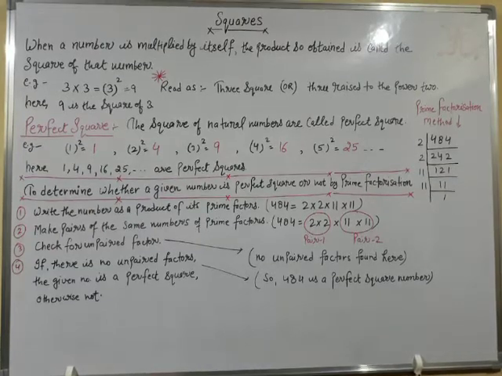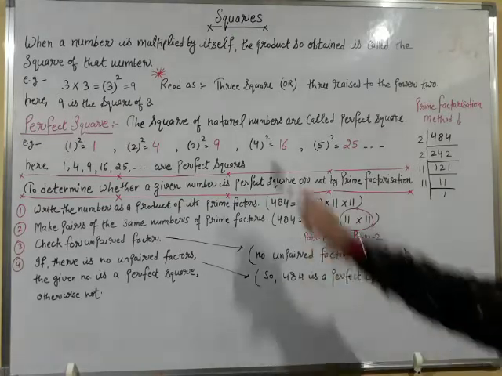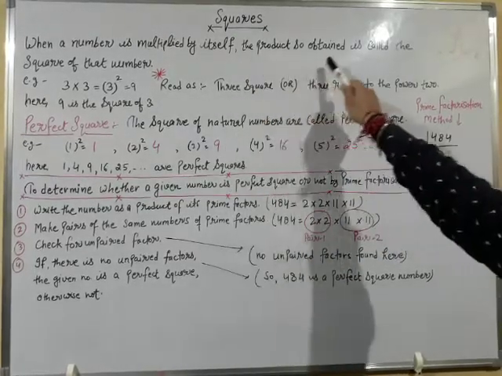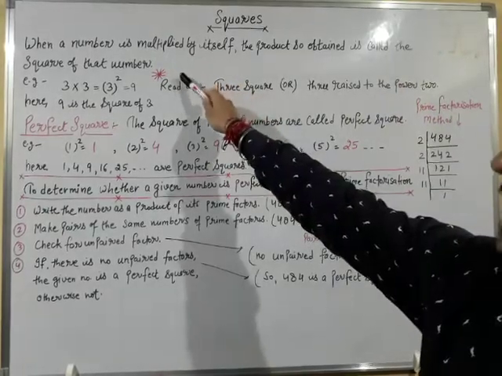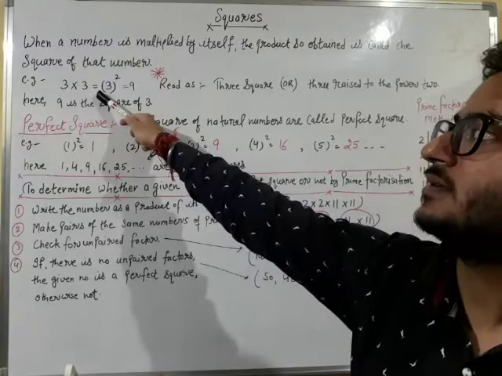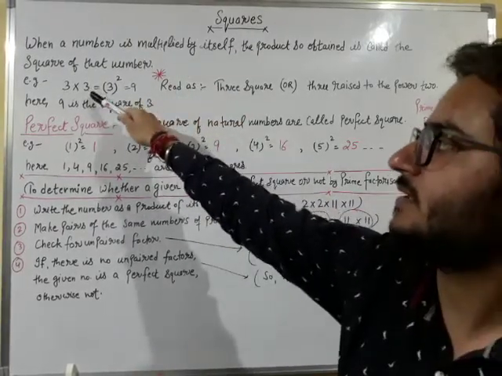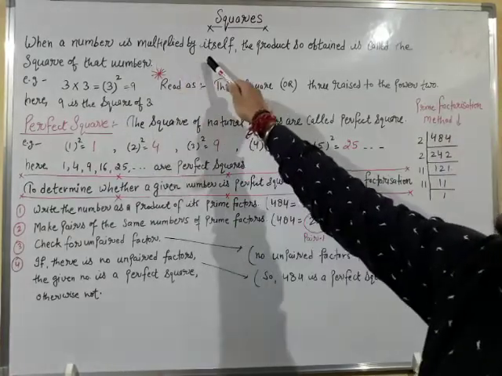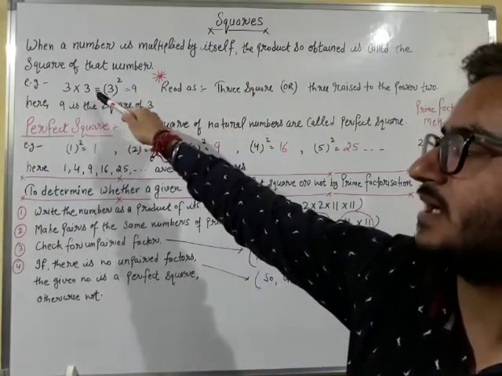Our topic is squares. When a number is multiplied by itself, the product so obtained is called the square of that number. Means 3 is multiplied by 3. When we multiply 3 by 3, it means a number is multiplied by itself. So 3 is multiplied by 3.